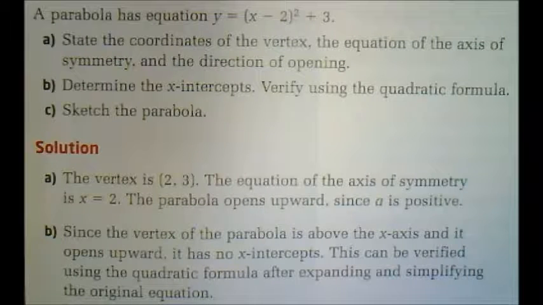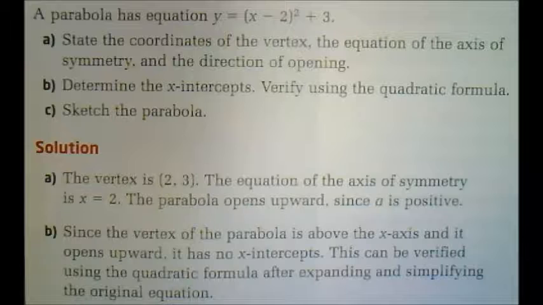This is example number 3 from lesson 6.4 using the quadratic formula. Between example 1 and 2 we were able to see parabolas that had 2 roots or 1 root. In this case we are going to connect a parabola that has no real roots. So we're given the parabola has an equation y equals (x minus 2) squared plus 3.